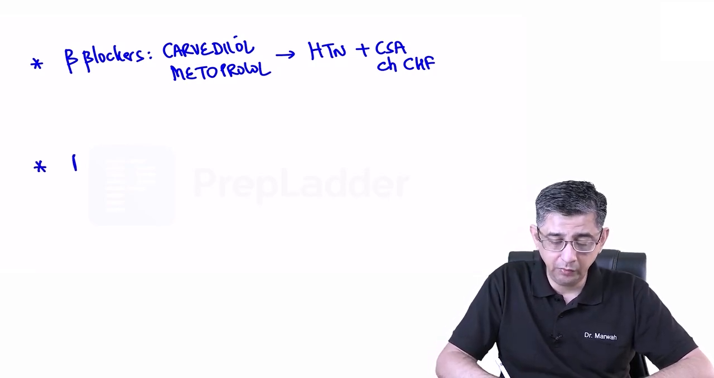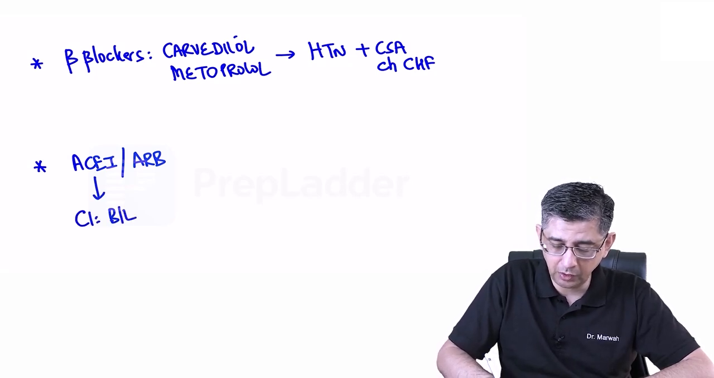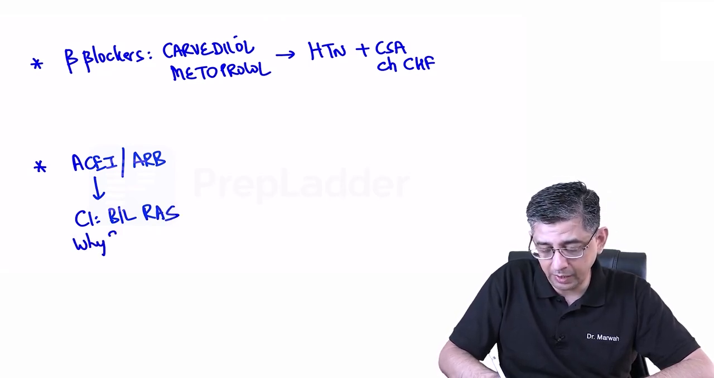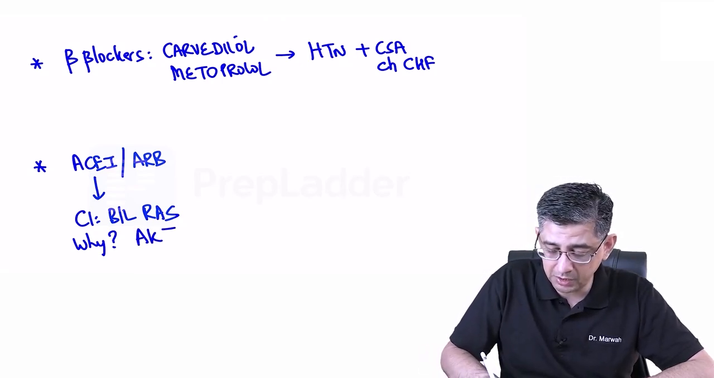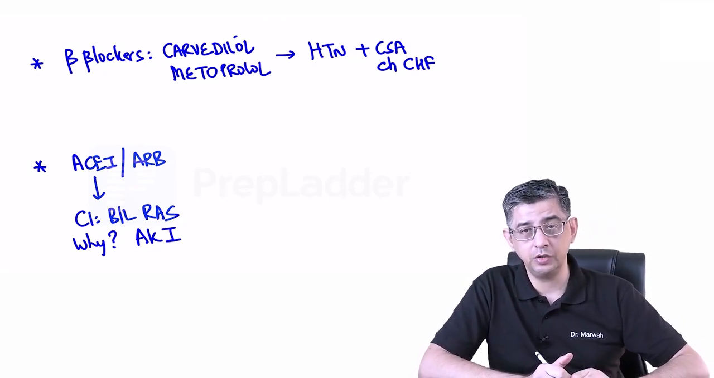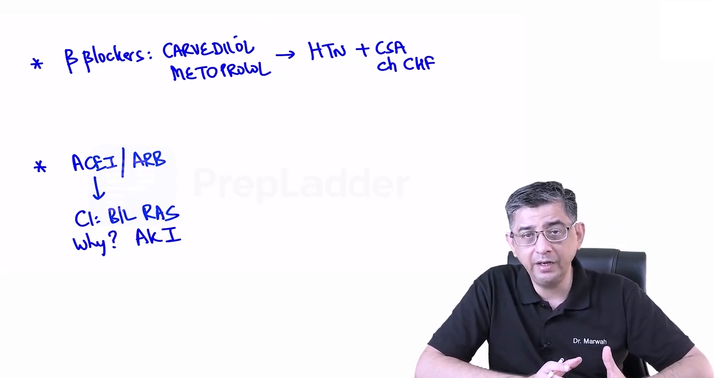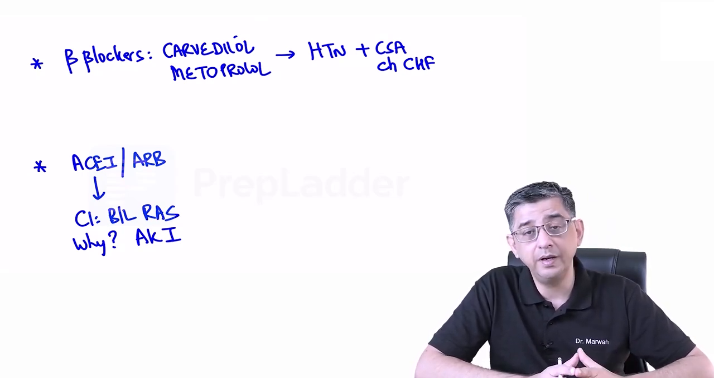The next drug that I would like you to remember is ACE inhibitors and angiotensin receptor blockers. From pharmacology, I hope you recall that ACE inhibitors are contraindicated in bilateral renal artery stenosis. The exam actually asked why. The reason is that ACE inhibitors can trigger development of acute kidney injury in bilateral renal artery stenosis, because they cause efferent arteriolar dilatation. So the gradient at which the filtration occurs in the glomerulus is lost, and therefore renal failure can occur.